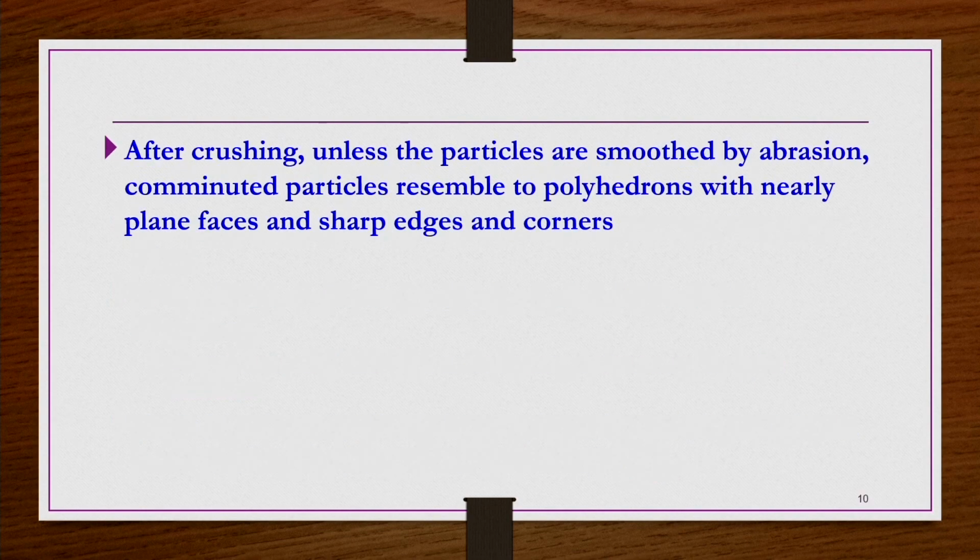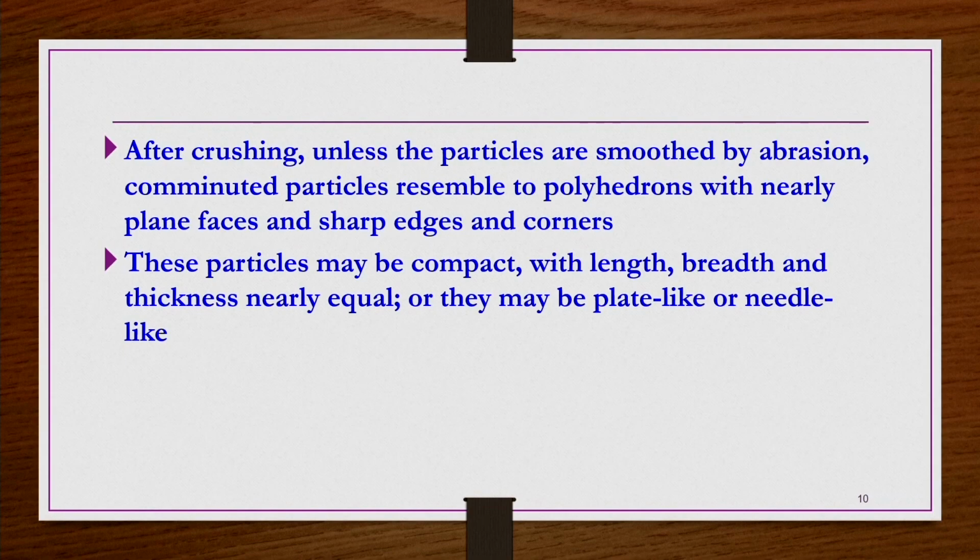Then after crushing, unless the particles are smoothed by abrasion, comminuted particles resemble polyhedrons with nearly plane faces and sharp edges and corners. These polyhedrons in general may have 4 to 7 faces depending on the type of material that has been crushed. If you have more faces, sometimes they go through abrasion during the process and become spherical. Otherwise, in general the polyhedrons will have 4 to 7 faces. They may be compact with length, breadth and width almost equal. However, they may also be plate-like or needle-like in shape.